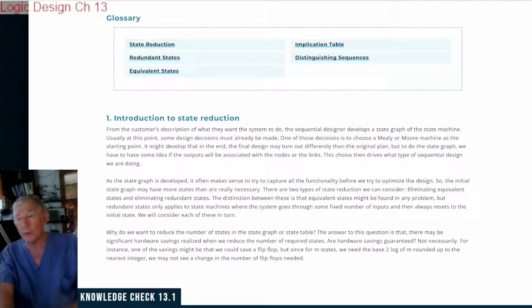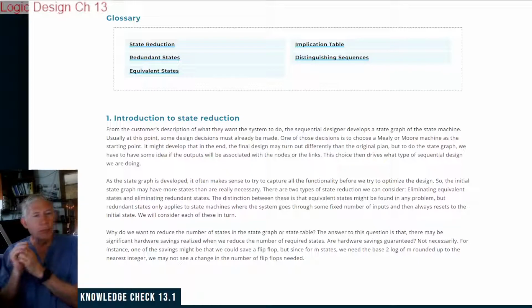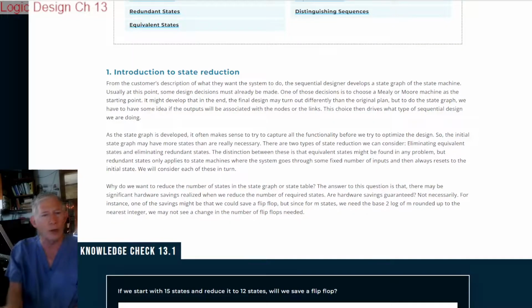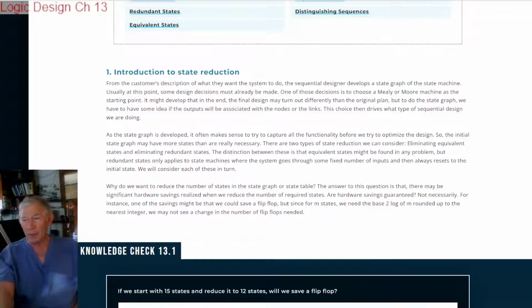You should read through the introduction on state reduction. Why is it important to do state reduction? Obviously, if you can shrink your state table, you may get by with fewer flip-flops and certainly less hardware. That's the whole idea. You simplify the problem, and oftentimes that means you can grasp the problem mentally a lot better. You can wrap your head around it when it's a simpler problem, usually. There might be exceptions to that.